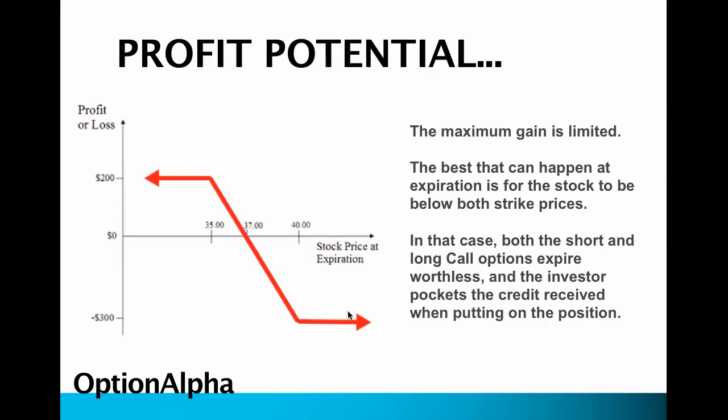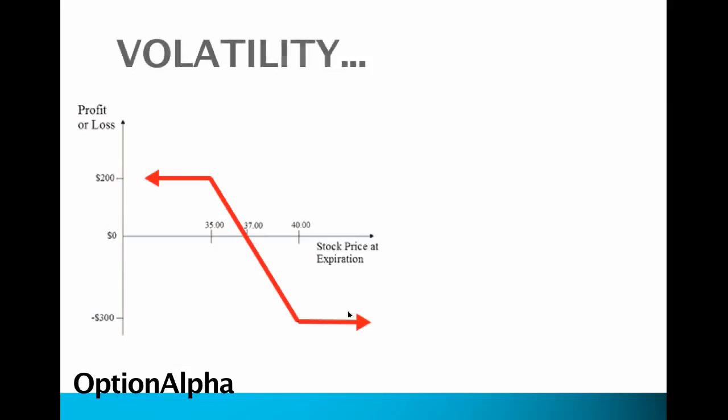Again, what we did is buy a call and sell a call. So the best that can happen is for the stock to close below both strike prices, in which case both options expire worthless and we get to pocket the credit received when putting on the position. This is the ideal scenario, and in fact, it's the best because it saves commission as well. We don't have to buy the strategy back or exercise any options. We just put the strategy on and we let the market take care of the rest. The options expire worthless and we keep the entire profit for ourselves.